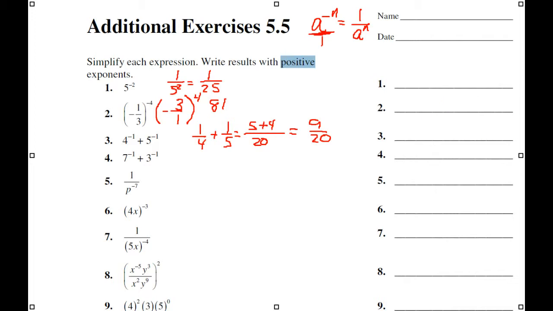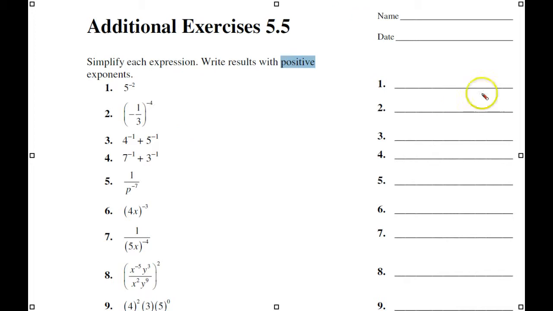Now I'm going to clear this up so I have a little more room. In number 7, again, these are fractions. 1 over 7 plus 1 over 3. Common denominator, 21. Multiply this by 3, that by 3, this becomes 3. Multiply this by 7, this becomes 7. So 10/21.